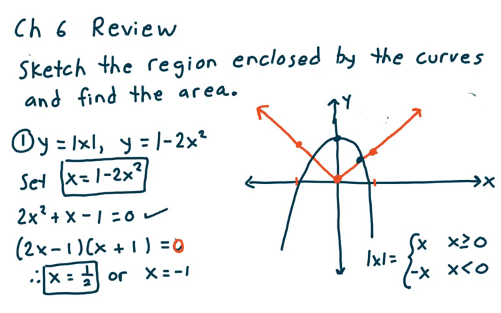But remember the condition on the absolute value of x. The absolute value of x is x whenever x is greater than or equal to 0. And so the only value of x that makes sense is x equal to a half. x equal to negative 1 doesn't make sense because we're on the right side of the y-axis. Now, that takes care of this value of x here.